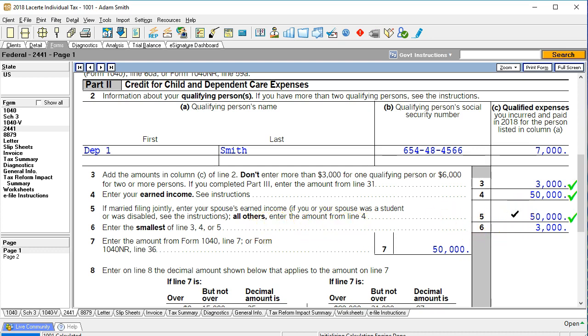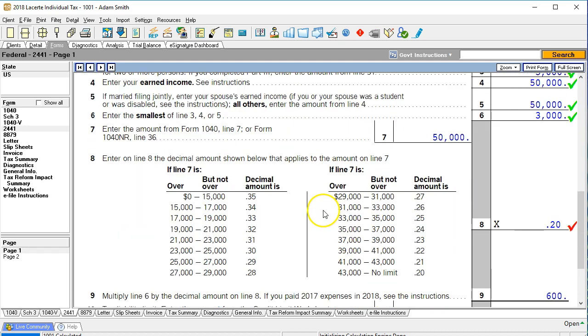So notice the same number, because we don't have to enter two spouses because there's only one. This was a head of household return. And then line 6 says, enter the smaller of 3, 4, or 5, which in our case is the $3,000, the dollar limitation for just the one person qualified.